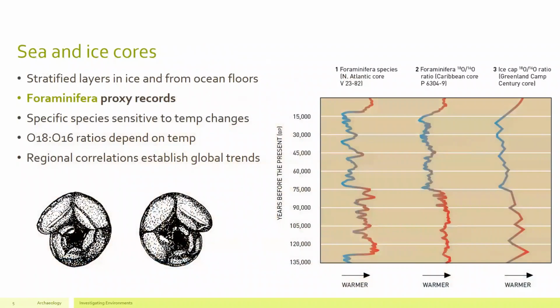So if we're looking at sea and ice cap cores, the stratified layers in the ice or on the ocean floors pile up, and through the law of superposition and the concept of stratigraphy, we know that those layers that are lower in that column are older. And we can also date some of the layers directly. In some cases, within the last 50,000 years, we might be able to carbon date items that are trapped in those stratified layers. But there are other ways of dating further back in time.